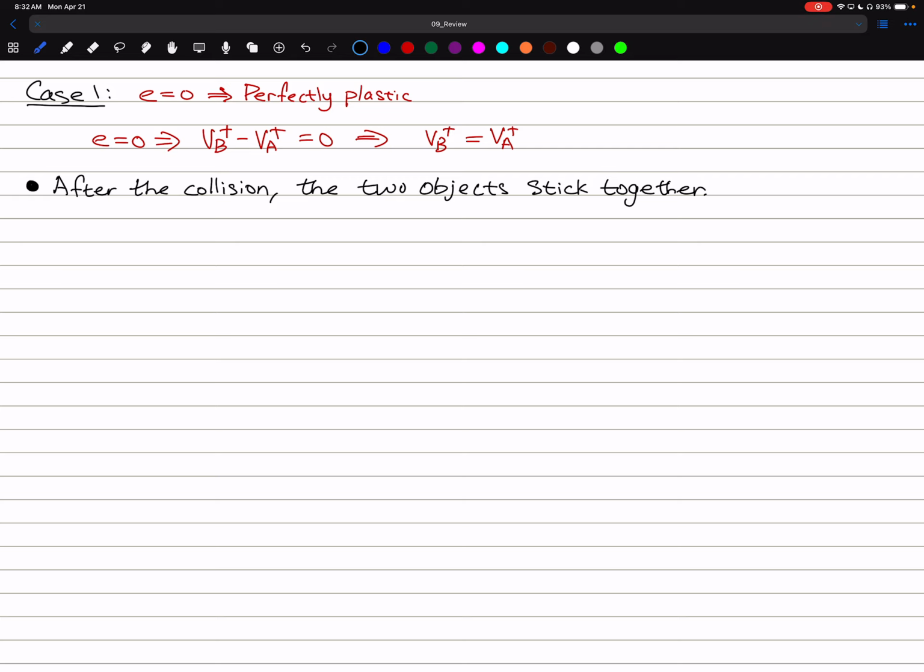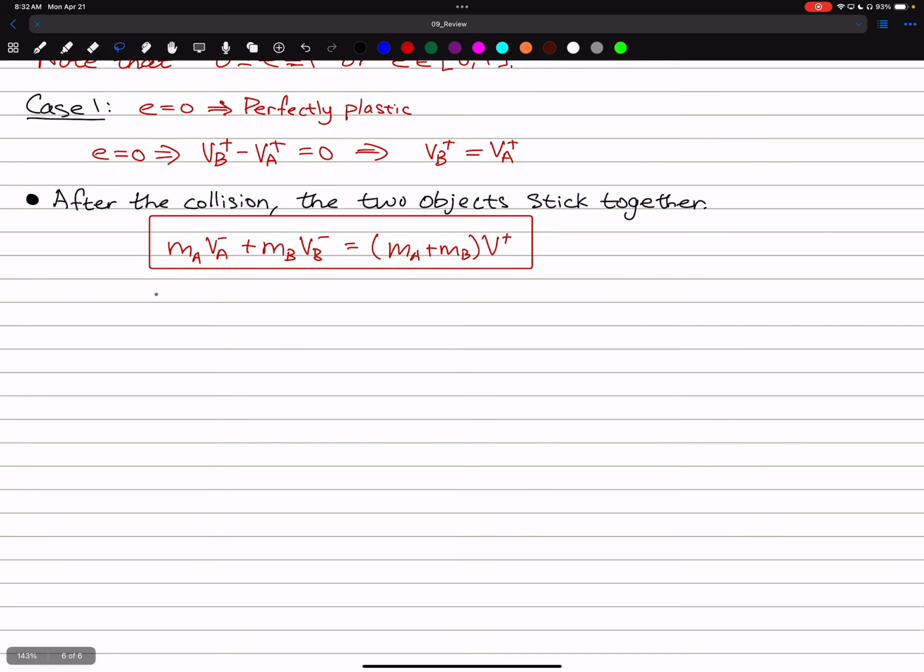So after the collision, the two objects stick together. And then from conservation of momentum, we can write that MA VA⁻ plus MB VB⁻ must be equal to the sum of the masses, MA plus MB, times VA⁺, which we'll just leave as V⁺. And then note that energy is not conserved in this case.